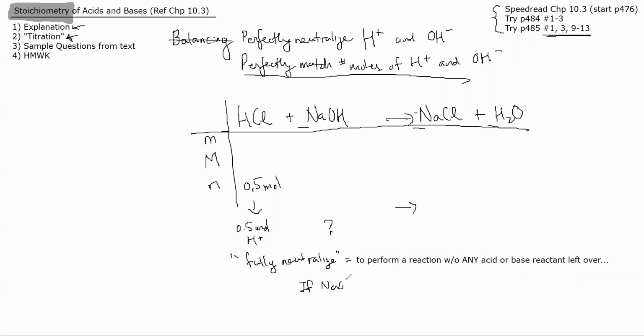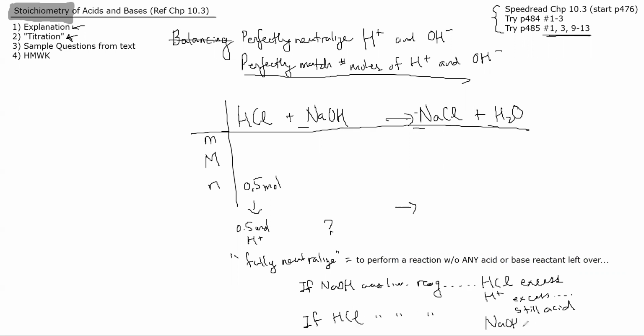If NaOH was the limiting reagent, that means I would have HCl in excess, which means I have H+ in excess. That means my solution is still acidic. We haven't completed the reaction. Let's keep moving. If HCl was the limiting reagent, that means NaOH is in excess, which means it's still basic. See what I'm getting at? Titration is a procedure to make sure we fully neutralize something.